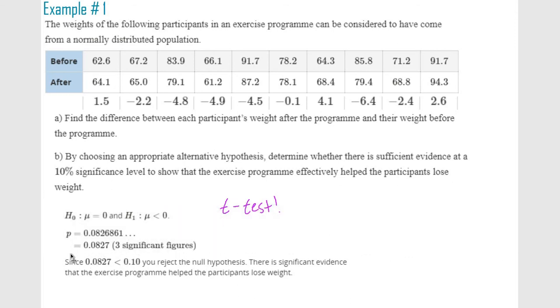Okay, so here we get 0.08, that is less than 10%, so that is pretty significant to get some kind of results like these. So we can reject the null hypothesis and say that the mean is less than 0, so therefore people are losing weight. So this is a good program, right? We didn't say how much they were losing, but they're losing it.